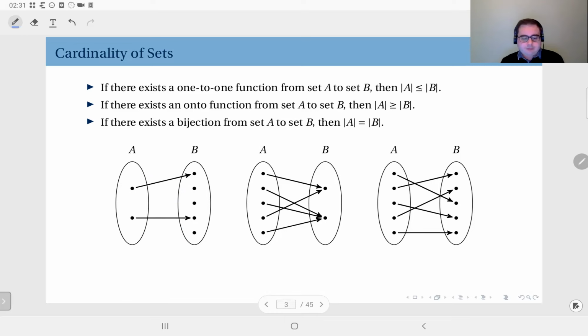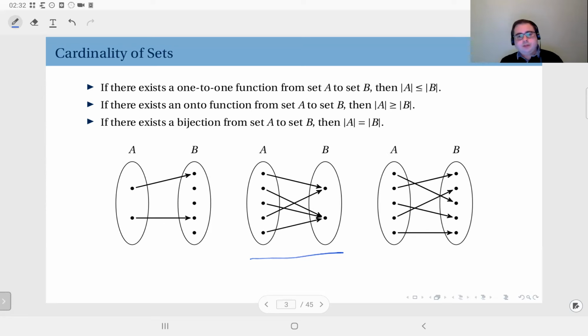Let's look at the second one. If there exists an onto function from set A to set B, then the cardinality of A this time around must be greater than or equal to cardinality of B. And this is demonstrated here. Of course, if there is an onto function from A to B, this means there must be at least as many elements in A as in B, so that I can define an onto function. Otherwise, I cannot cover the entire set of B. Therefore, this should be the case.